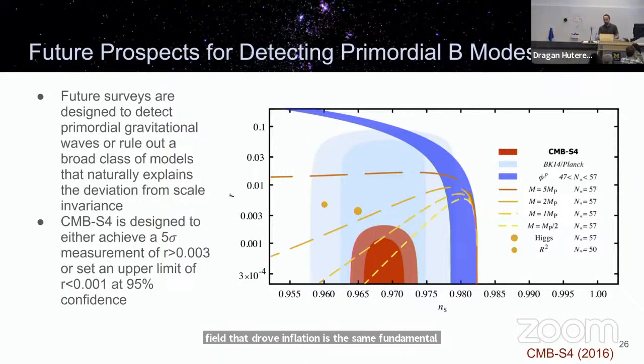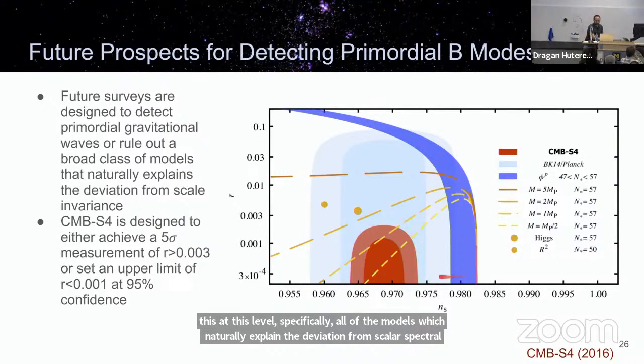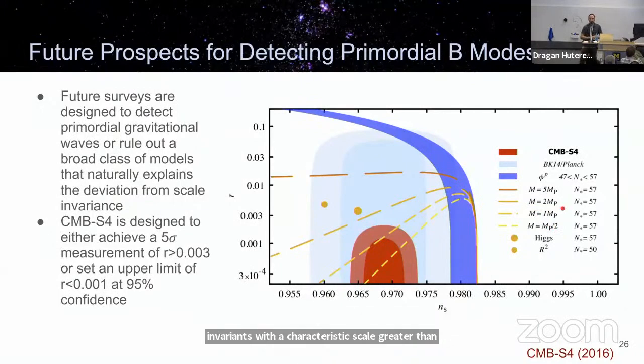Okay, so those are some specific models, but there's actually a broader class of models that will be tested with a measurement of the primordial B mode spectrum at this level. Specifically, all of the models which naturally explain the deviation from scalar spectral invariance with a characteristic scale greater than the Planck mass will be tested with this improved measurement.